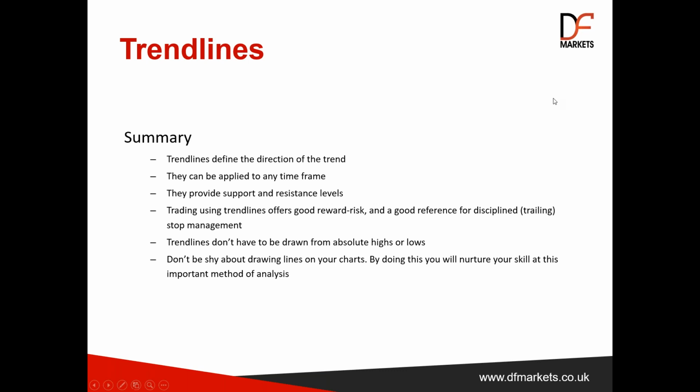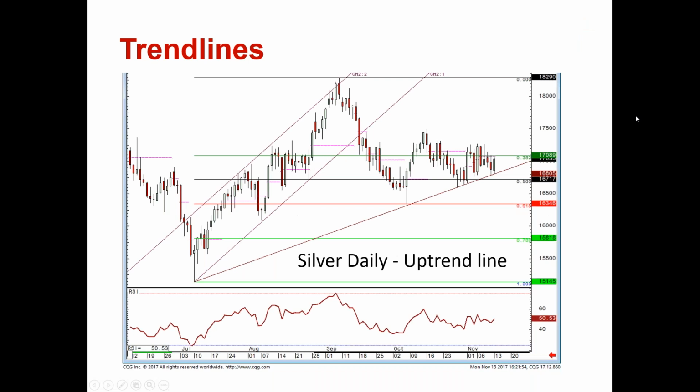Let's try and give you an example of that. Okay, here we go. This is the silver chart. And silver, I drew this line from here, joining this low here, and then these lows under here, and so as of right now, silver is sitting on that trend line there at 1680.